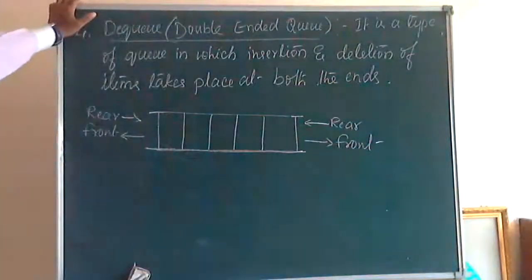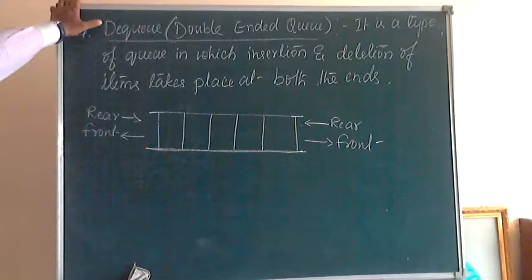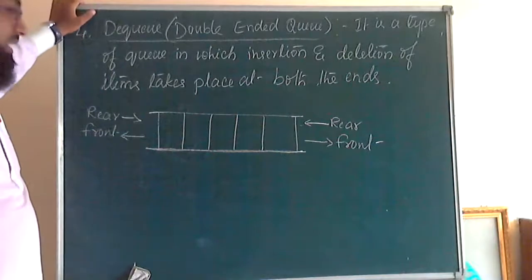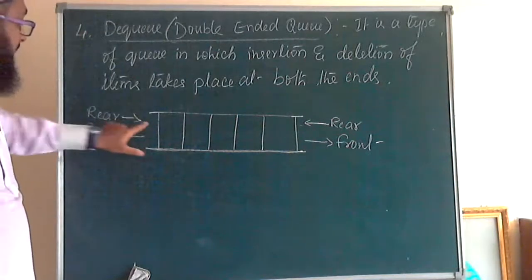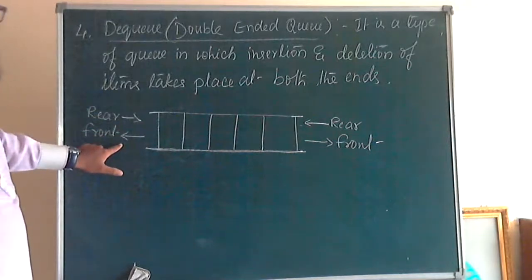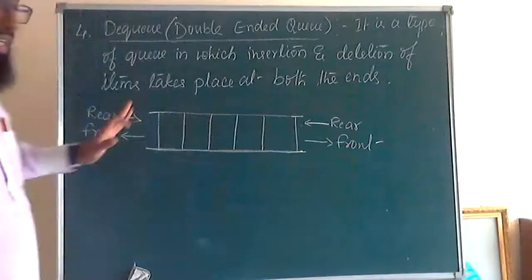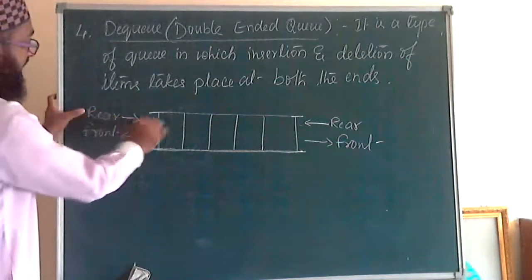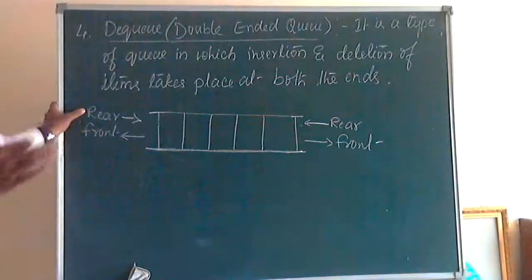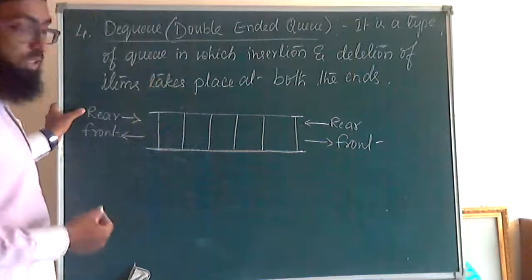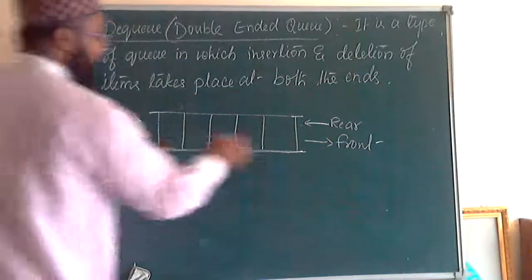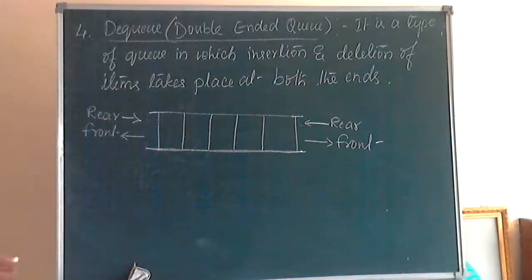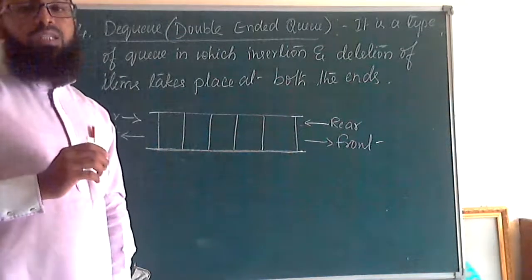See, double-ended queue or D queue. It is a type of queue in which insertion and deletion of items take place at both the ends. It means this end is a rear end as well as a front end, and this one is also a rear end as well as a front end. If we want to insert a new item, we can insert either from this end or from this end. Or if we want to remove an item from the queue, we can remove either from this end or from this end. So this type of queue will be called as a double ended queue or the D queue.